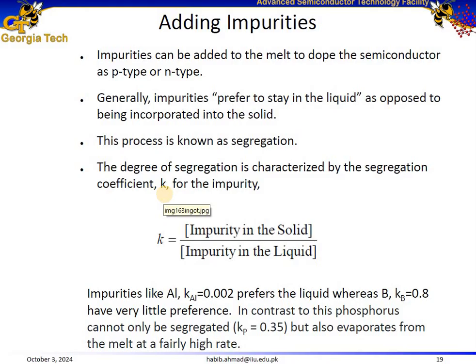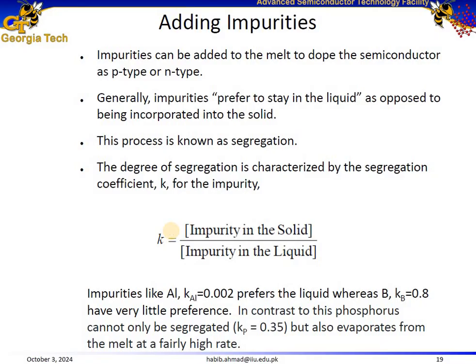So when impurities are added to the molten semiconductor, they don't always want to become part of the solid material. Impurities have a tendency, mostly, to stay inside the liquid, the molten silicon. Many impurities prefer to stay in the liquid rather than becoming incorporated into the solid structure of the semiconductor, and this tendency is described by the segregation coefficient.